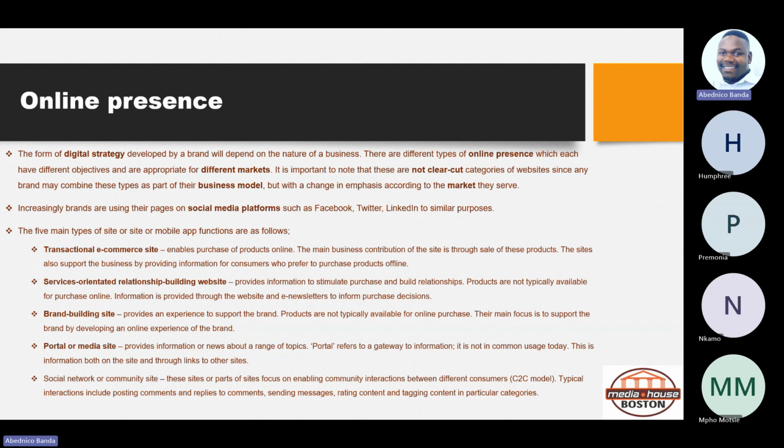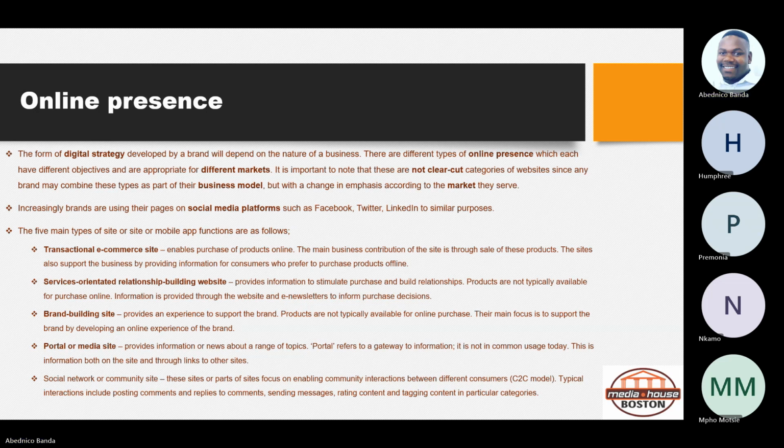But if you ask them when last they engaged with customers on those platforms, you realize that their engagement is very low. So it means that their digital presence is also low, because digital presence is about being active, engaging with users on digital platforms. So increasingly, brands are using their pages on social media platforms such as Facebook and X, which is Twitter, for similar purposes.